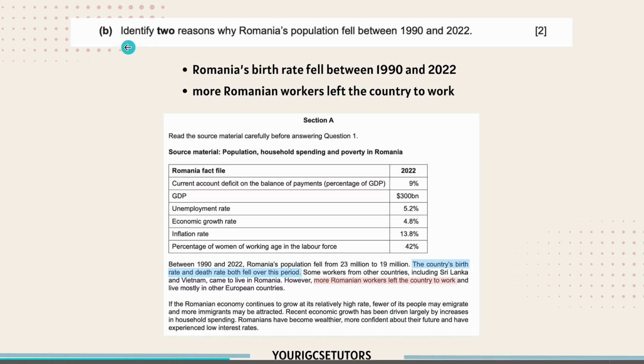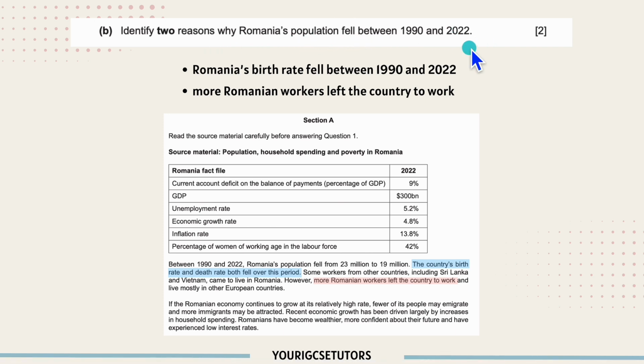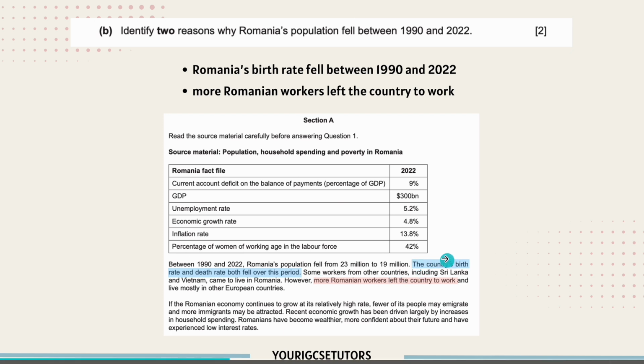Okay, part B. Identify two reasons why Romania's population fell between 1990 and 2022. You can find the answer in the case study, in the highlighted part. The country's birth rate and death rate both fell over this period. Because their birth rate fell between 1990 and 2022, that's why their population fell. The second reason is that more Romanian workers left the country to work, which is why their population fell.